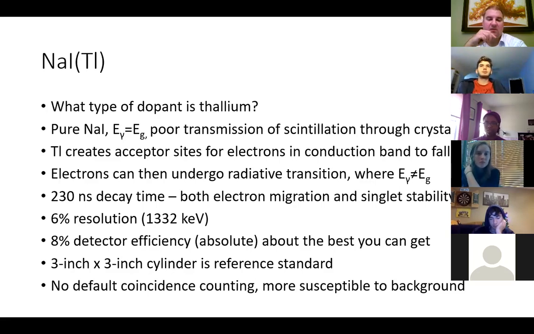So with the efficiency, if you go to a smaller crystal, your efficiency is going to go down because it's going to be more likely that the gamma rays can pass straight through the crystal without even interacting. So this 3-inch diameter by 3-inch height crystal volume is the reference standard where we get this 8% efficiency from. If that crystal is smaller, you're reducing the amount of matter, you're making it more likely that a gamma ray might come in and pass straight through the material without interacting at all. Okay.